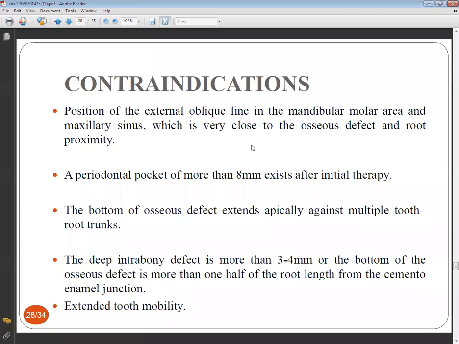So, anatomical consideration: when your defects are nearer to your external oblique ridge or maxillary sinus, resective osseous surgery should be avoided. If a periodontal pocket extends more than 8 millimeters, then avoid resective osseous surgery. If the osseous defects involve multiple root trunks, then you should not go with resective osseous surgery. And if there is mobility, then also resective osseous surgery is contraindicated.